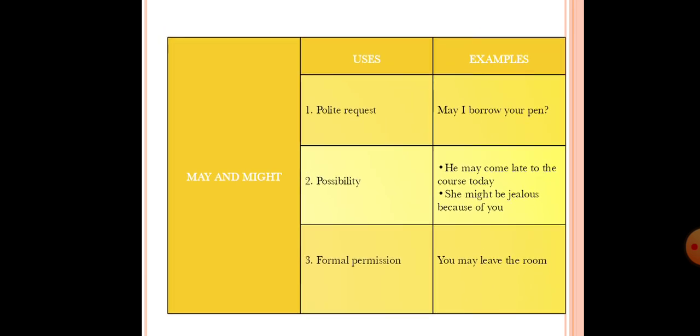May and might uses polite request. May I borrow your pen? Possibility, kemungkinan. He may come late to the course today. She might be jealous because of you. So this is might, the meaning not boleh, bukan pas. He might come late to the course today. Dia boleh, bukan. But this is possibility. He might come late to the course today. Dia mungkin terlambat ke kampus hari ini, ke kursusan hari ini. Formal permission. You may leave the room. This is may and might.